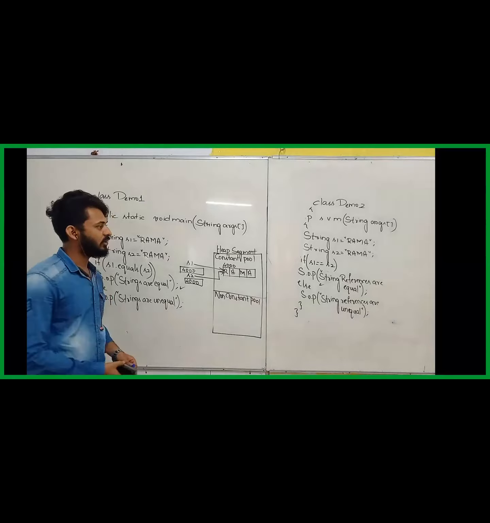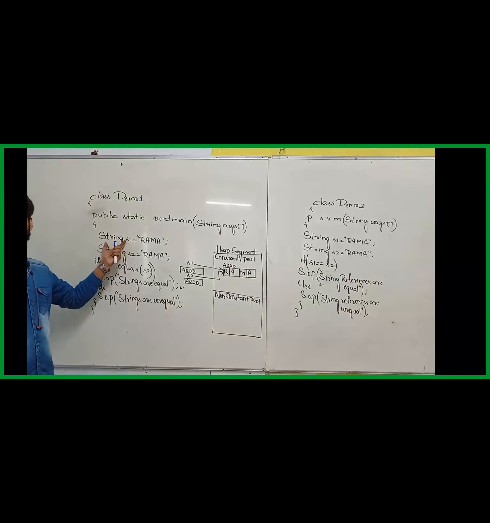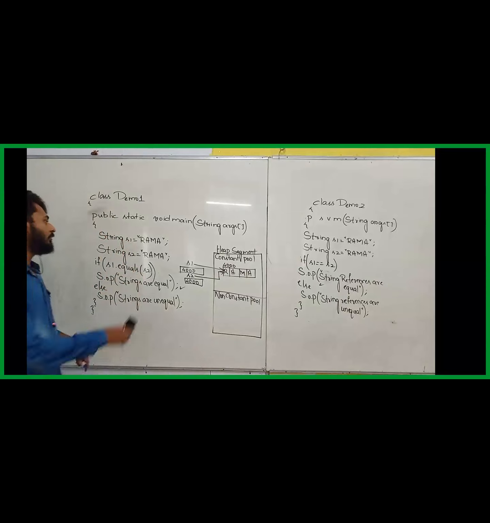We have seen the immutable string without the new keyword. Now I want to do a similar thing, but using the new keyword. What will happen with the new keyword?